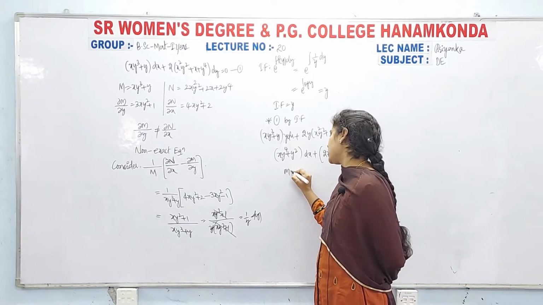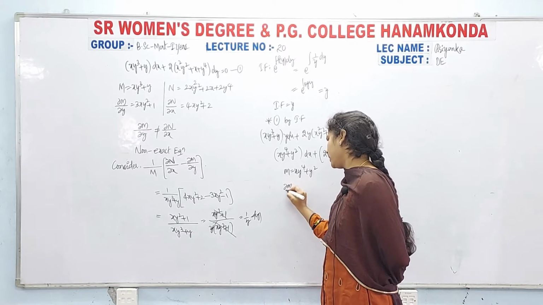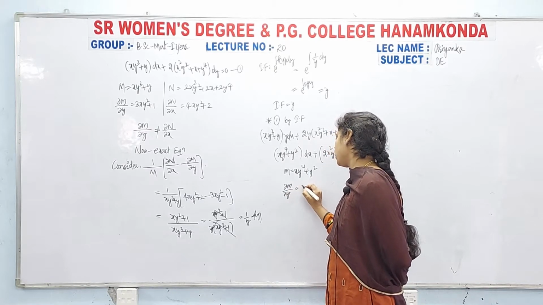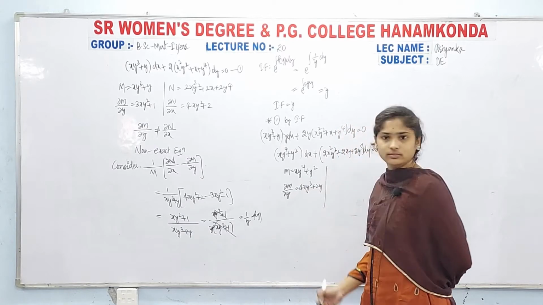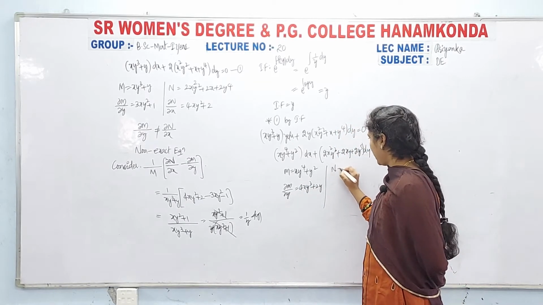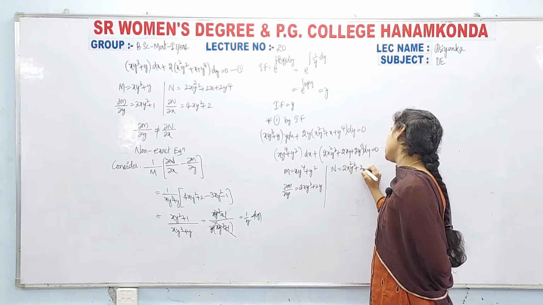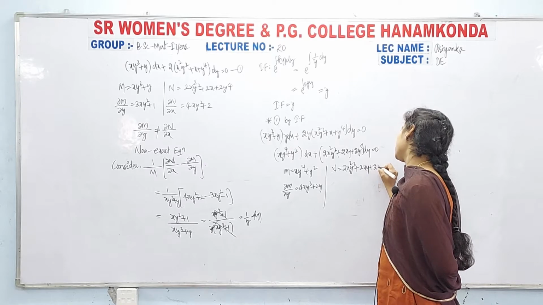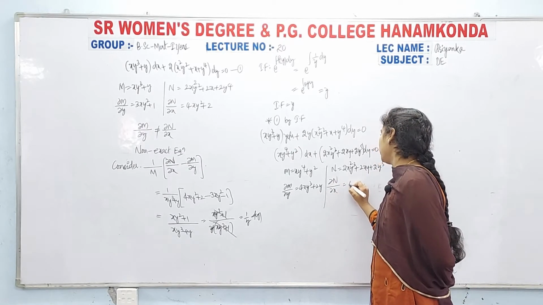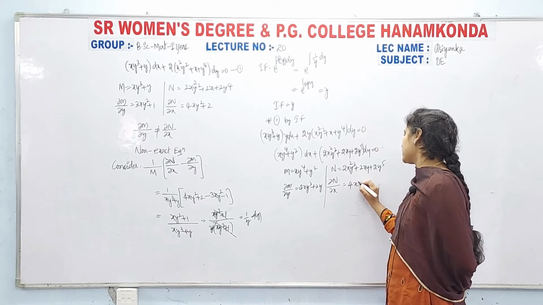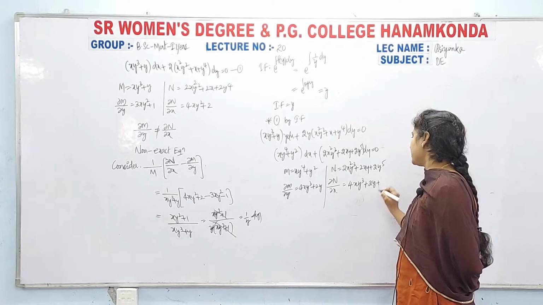Now here M is equal to xy^4 + y^2. Now ∂M/∂y is equal to 4xy^3 + 2y. Next, N is 2x^2y^3 + 2xy + 2y^5. Then ∂N/∂x is equal to 4xy^3 + 2y + 0.